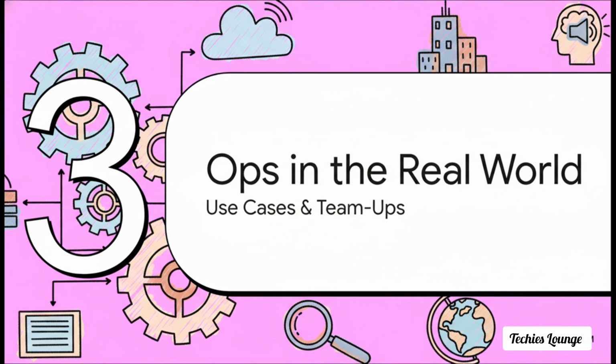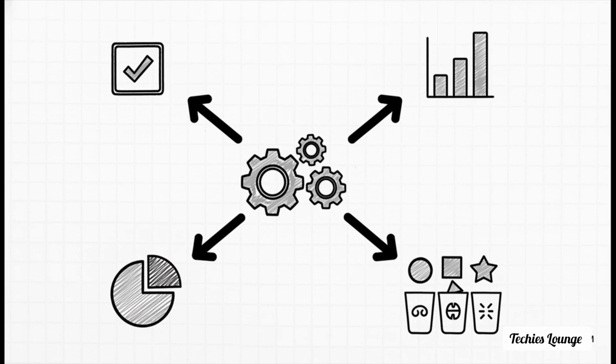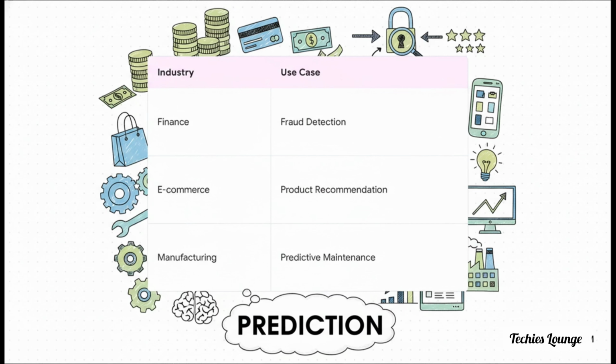Okay, enough theory. Let's get practical. Let's look at where these two disciplines actually show up in real-world systems and how they work together. So here's a super simple rule of thumb for MLOps. If the main job of your system is to predict something, a number, a category, a probability, then you are squarely in the world of MLOps. And we see this everywhere, right? In finance, it's for fraud detection models. In e-commerce, it's what powers those product recommendation engines. And in manufacturing, it's behind the systems that predict when a machine is about to fail. It is all about prediction.